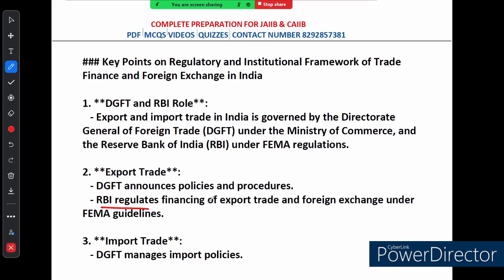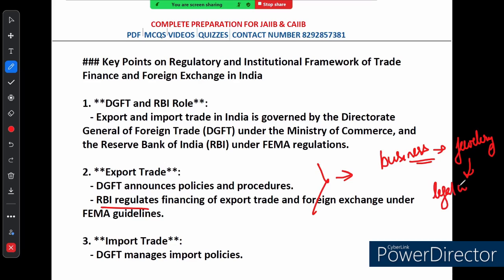So you can think of it like this. Suppose you are running a business that exports handmade jewelry. So the DGFT tells you the legal way to export the handmade jewelry. While what does RBI do? RBI makes sure you get a loan or financial help to keep your business going.